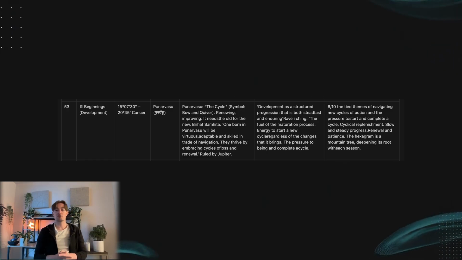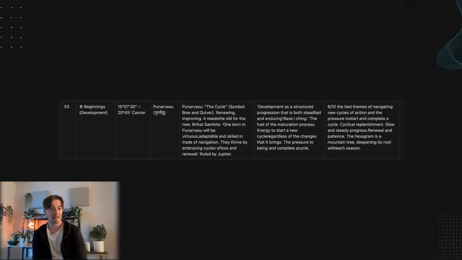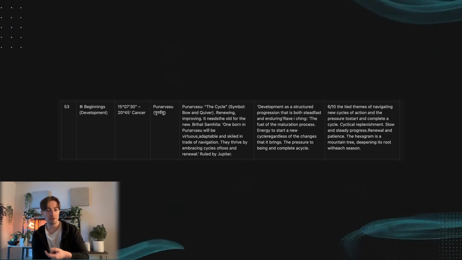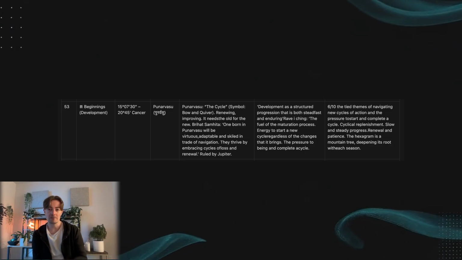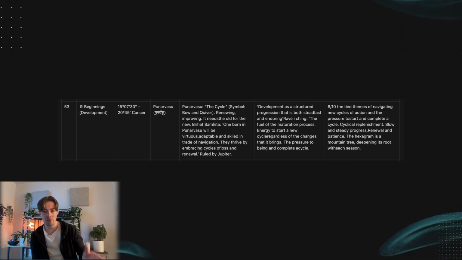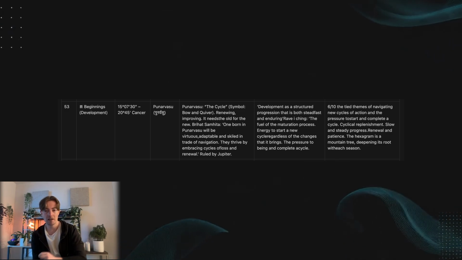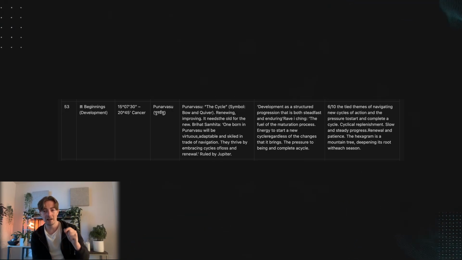And it's ruled by Jupiter. So Punarvasu is very much to do with cycles of life. And this is the gate of beginnings, or the gate of development. So the notes I have for this gate from the I Ching: development as a structured progression that is both steadfast and enduring. And from the Revi Ching, we get the fuel of the maturation process, energy to start a new cycle, regardless of the changes that it brings. The pressure to begin and to complete a cycle.